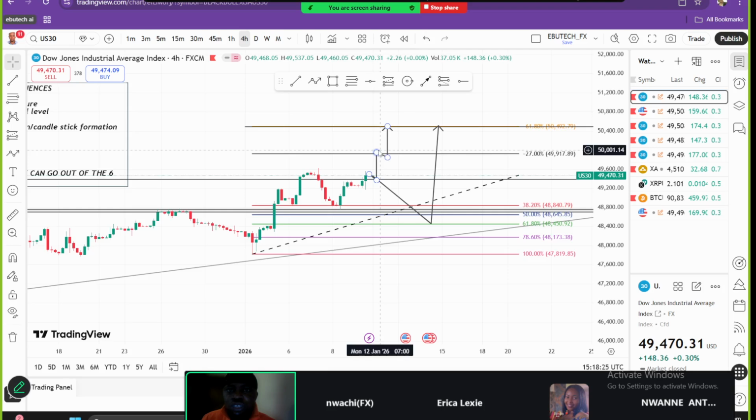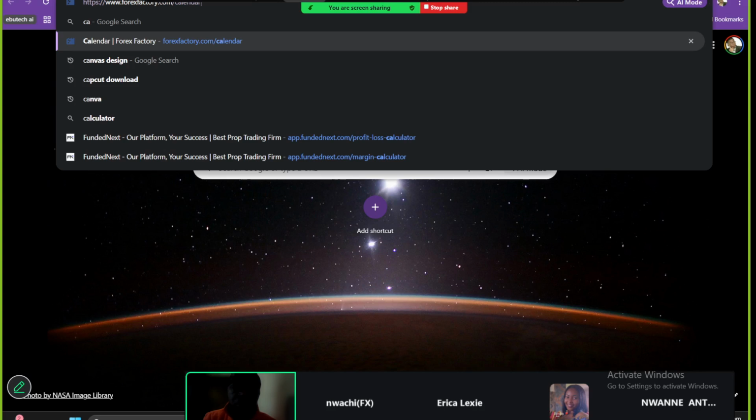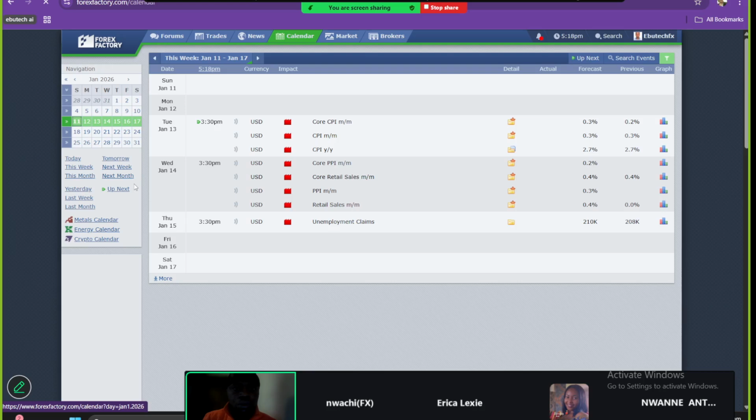We have news. We have news by, what's it called? New tab. Calendar. If you don't have this, you need it. This is our Forex calendar. I'll still talk about it maybe some other time. We have next week. We have news.